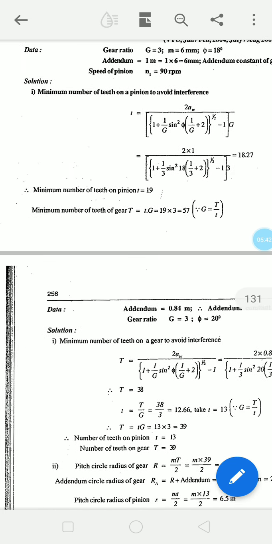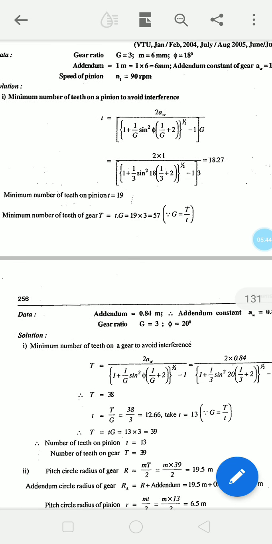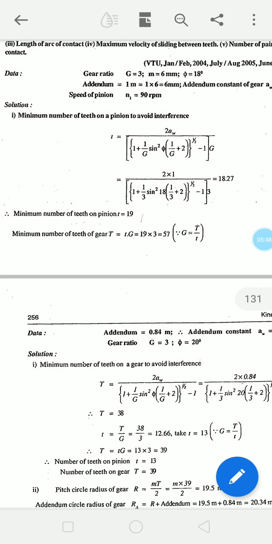So remember that 18.27, there are no fractional gears, right? You should take a whole number. It's not a fraction, if you observe that. So the minimum number of teeth on a pinion, I will take t equal to 19.